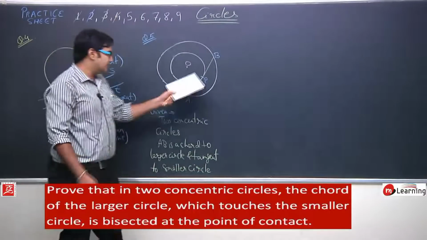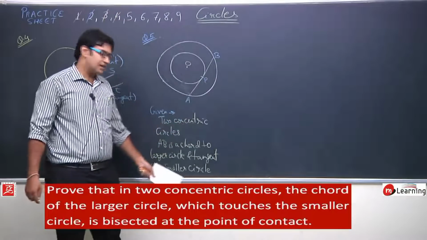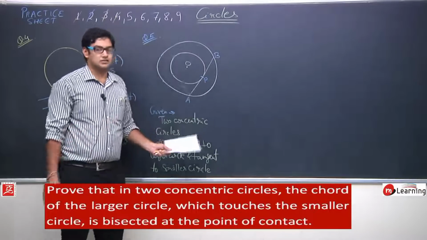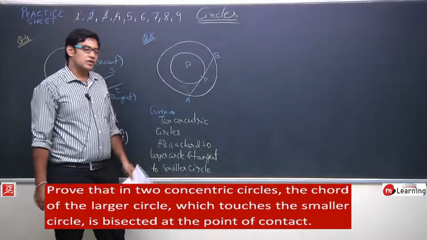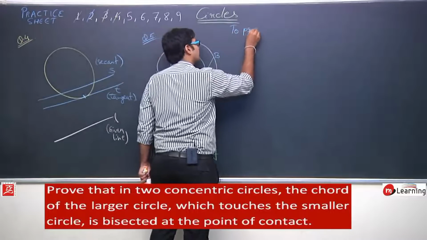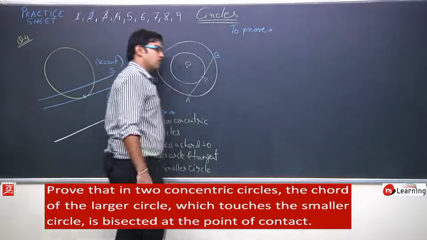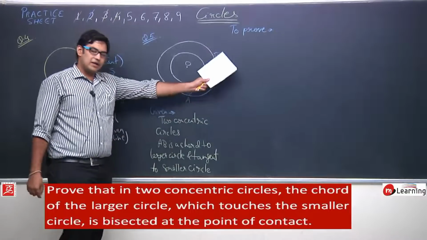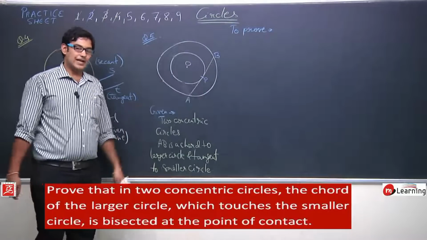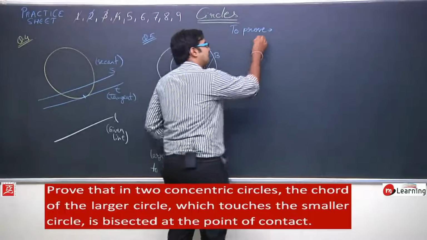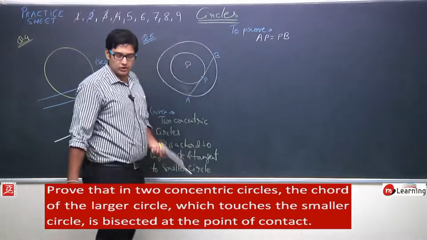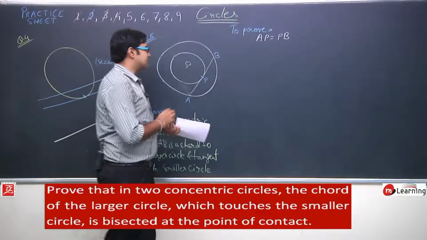Okay, at point of contact is P. You can write here also that P is the point of contact, or even if you do not want to write, it doesn't matter. Okay, so this is the given condition. Now what exactly we need to prove? We need to prove that this AB is bisected at the point P, at the point of contact. That is, we need to prove that AP is equal to PB. This is what you need to prove. Okay, so let us start this proof.